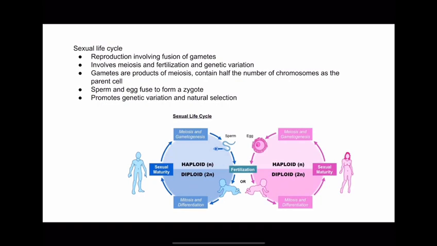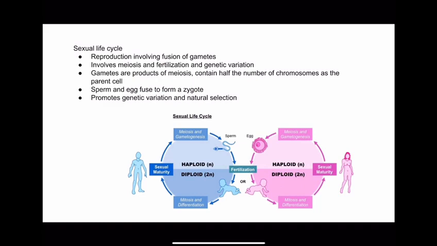The sexual life cycle in genetics refers to the process of reproduction that involves the fusion of gametes, which are specialized cells that carry genetic information from each parent. The sexual life cycle is a complex process that involves meiosis, which we talked about, fertilization, and the formation of new individuals with unique genetic characteristics that aren't just copies of the parent organism.